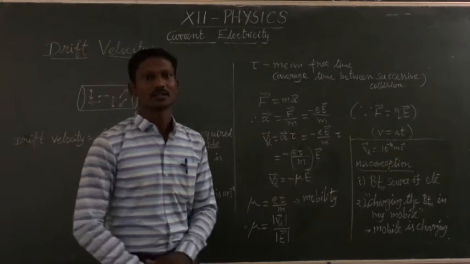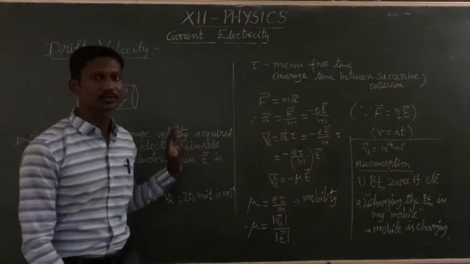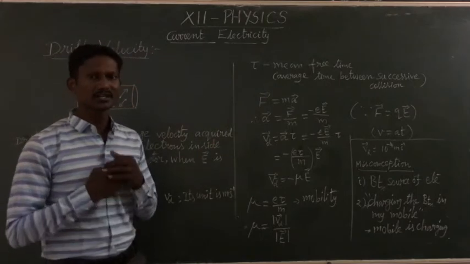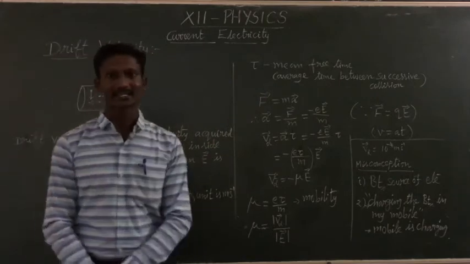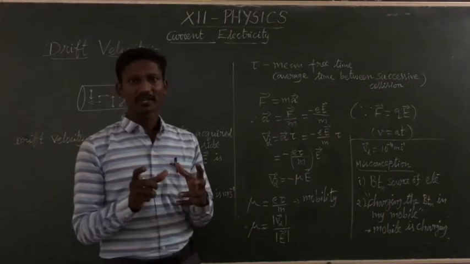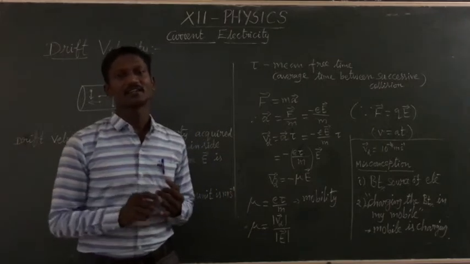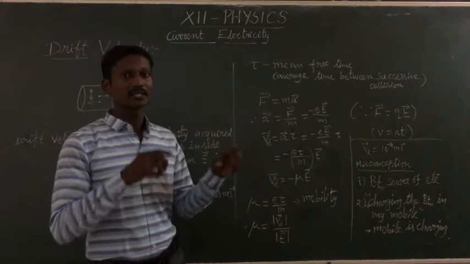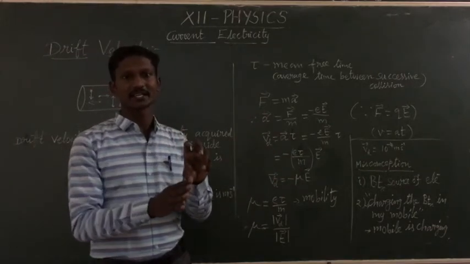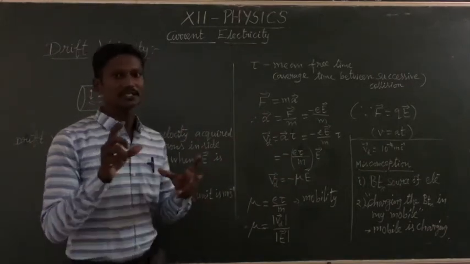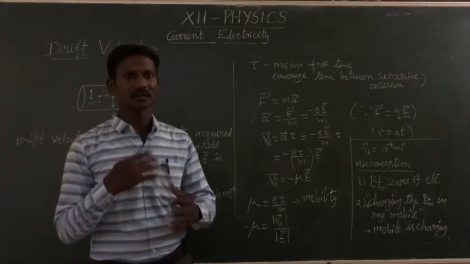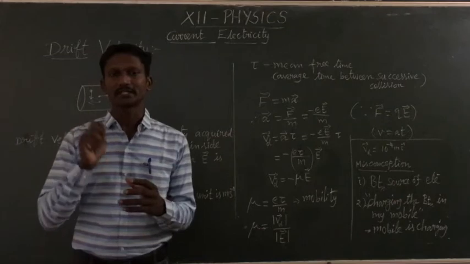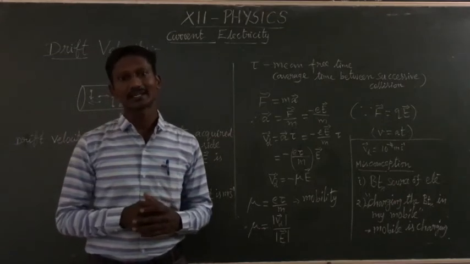Hi students, last class we discussed current electricity. In that previous class we learned about electric current, isn't it? The symbol of electric current is I. The definition of electric current is the rate of flow of charge within a cross-sectional area. So I is equal to dq by dt. Then the unit of current is the ampere.